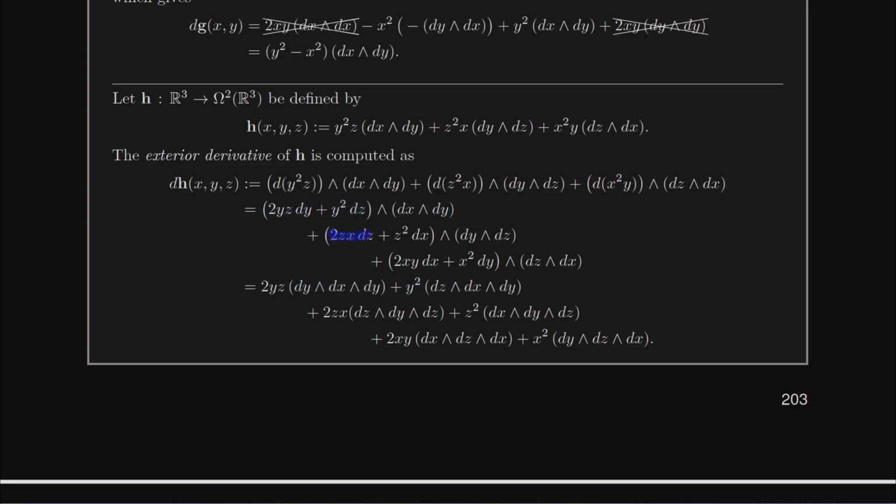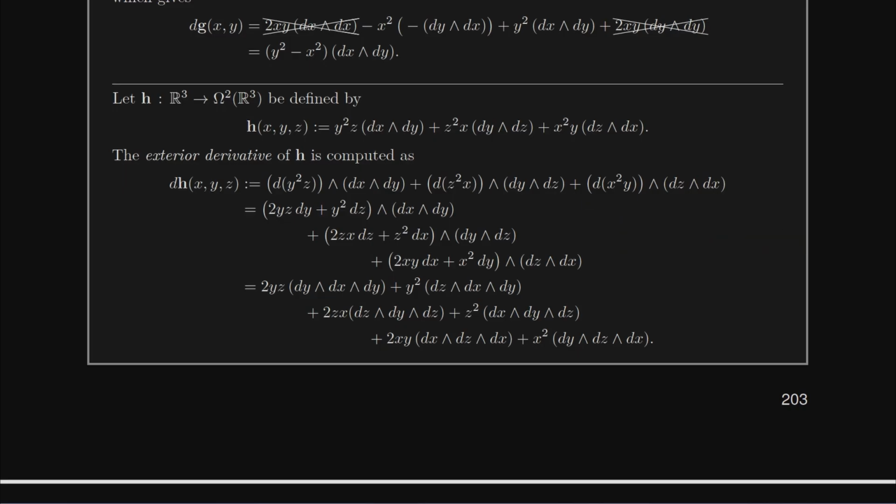I'll have a 2zx dz distributed against a wedge, dy wedge dz, so dz wedge dy wedge dz with a coefficient 2zx. Then I'll have a z squared dx wedge dy wedge dz. And then for the last line, I'll have a 2xy dx wedge dz wedge dx, and an x squared dy wedge dz wedge dx. Kind of as before, in fact, either of these are technically finished, but there really is a lot of simplification we can do.